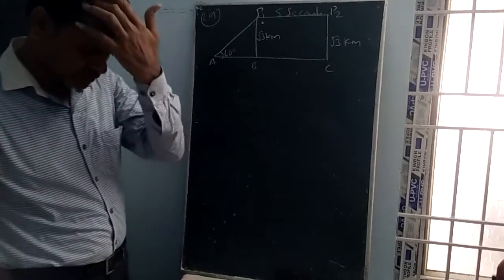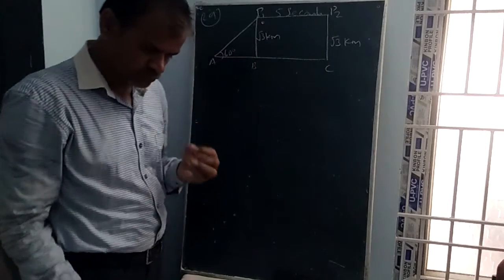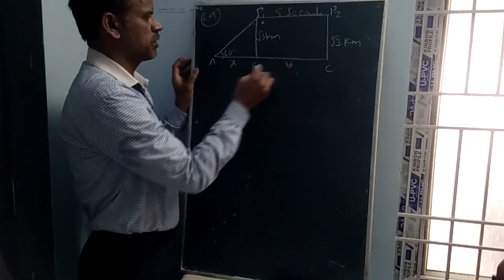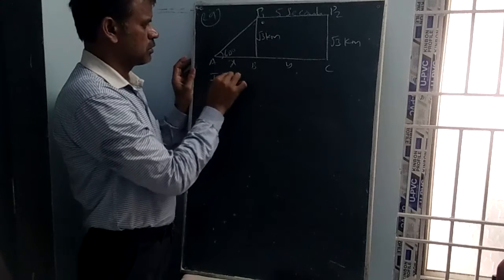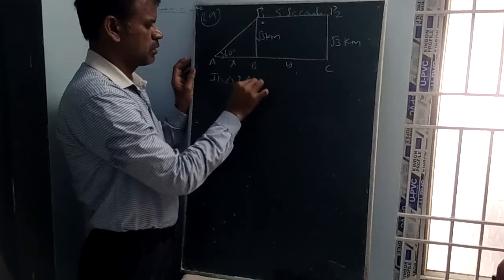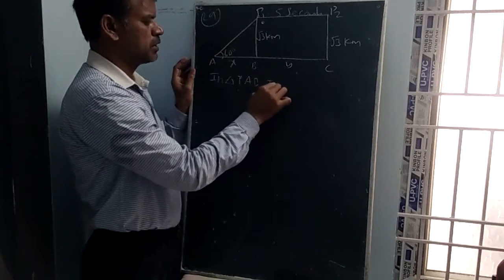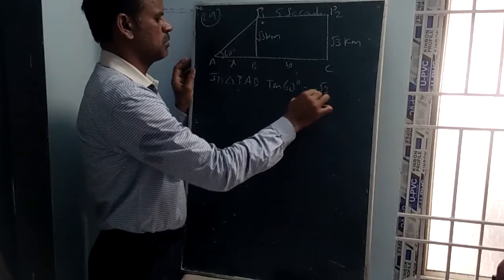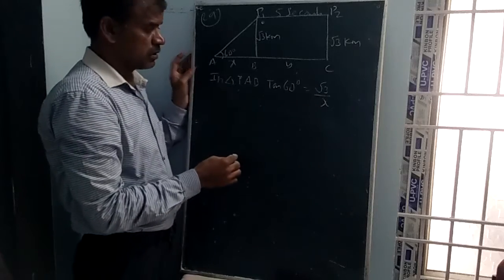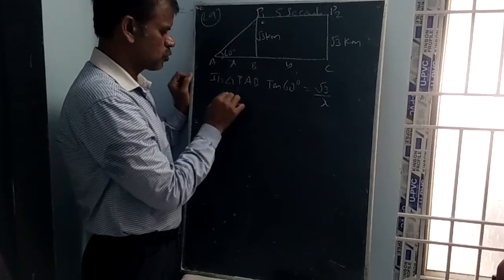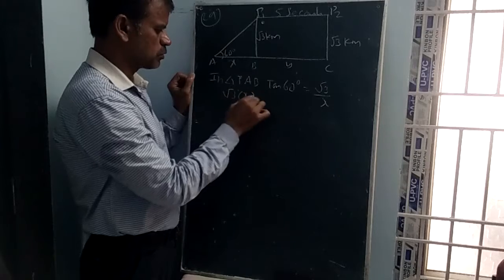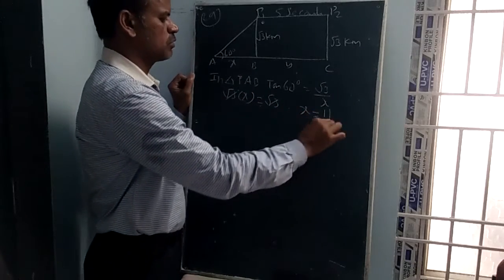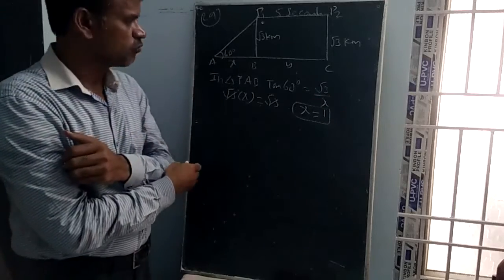In 5 seconds, he gave the speed. Now, first of all, let this be x, this be y. In triangle PAB, take tan 60. Tan 60 is equal to root 3 by x. The value of tan 60 is root 3. So root 3 into x equals root 3. Root 3 gets cancelled. Therefore x equals 1, we got. x is equal to 1.